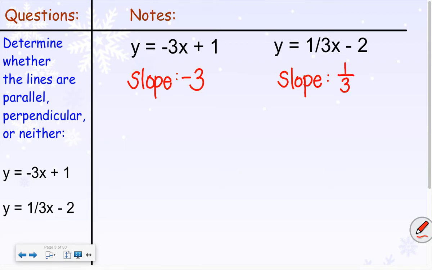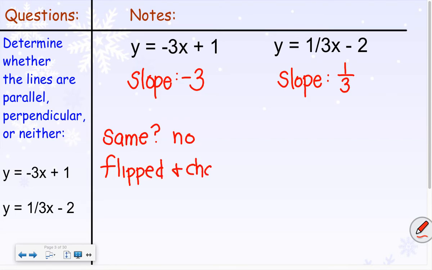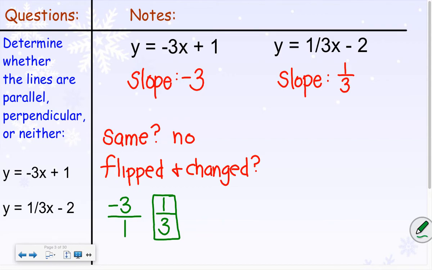So I need to ask myself, are these slopes the same? Well, no, they're not. So they're not parallel. Are these slopes flipped and changed? Well, let's see. Let's take one of our slopes. If I take the slope of -3 and I flip and change it, I get positive 1/3. So, is my second slope 1/3? Yes, it is. So it's flipped and changed. So that means my answer is perpendicular.